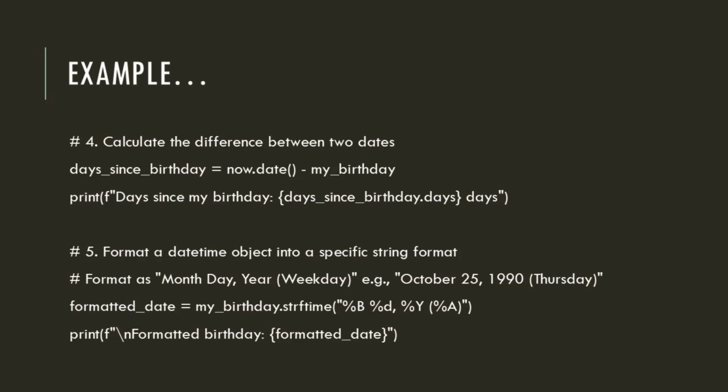Example 5. Format a datetime object into a specific string format. Format as month, day, year, weekday. For example, Oct 25, 1990, Thu. Formatted date equal to my birthday.strftime with %b, %d, %Y, %a. Print formatted birthday, formatted date.